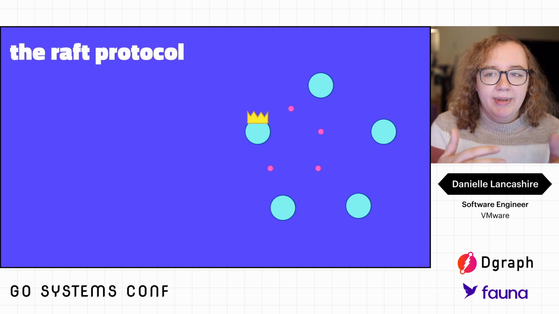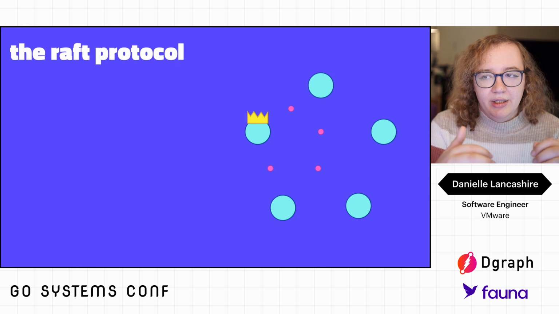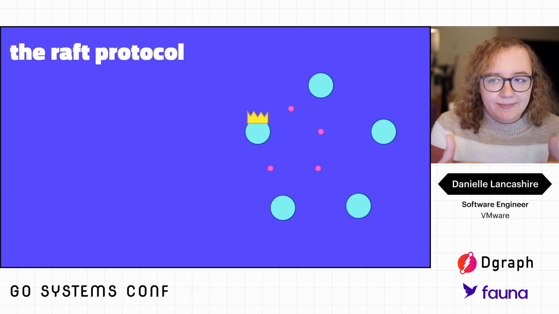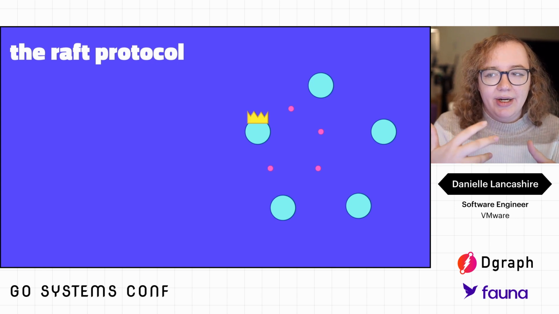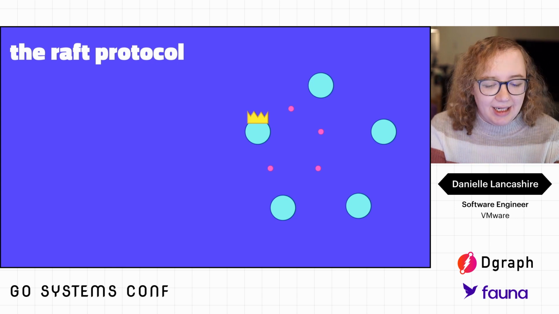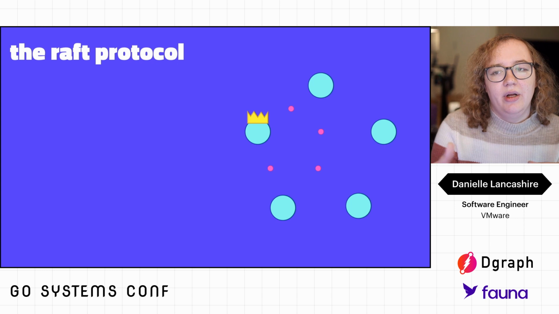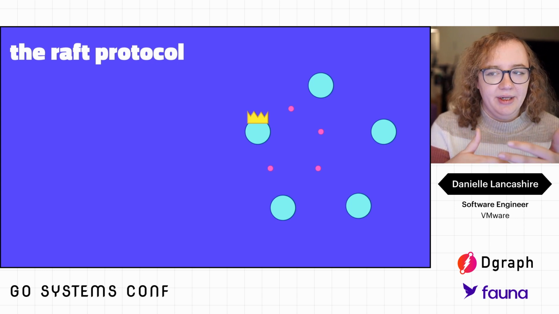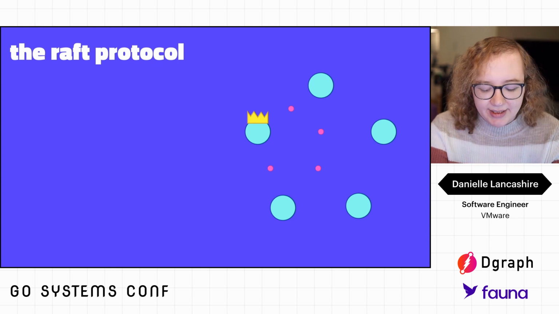Well, in the beginning, there is no leader. And as the nodes start up and try to join the cluster, each node is assigned a random timeout. And they're counting down and they're waiting for something to happen. Because when the first node reaches the end of its timeout, it will start an election and enter candidate status.